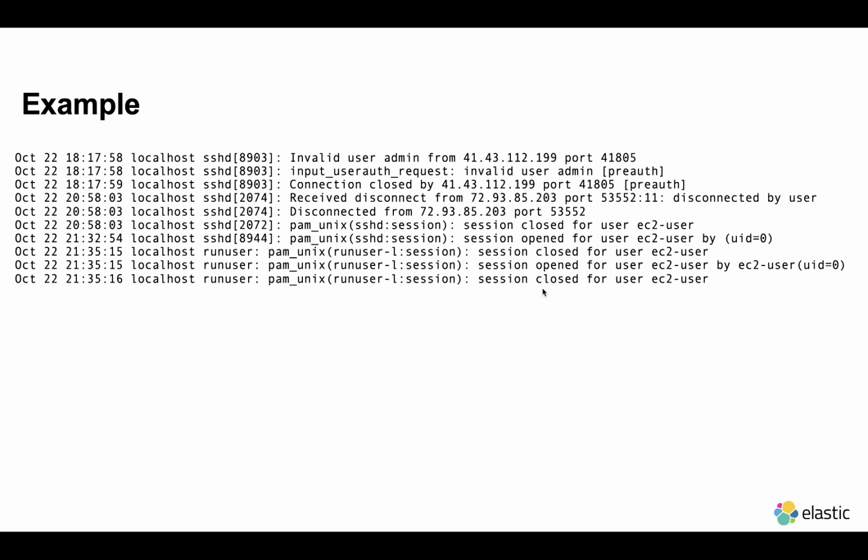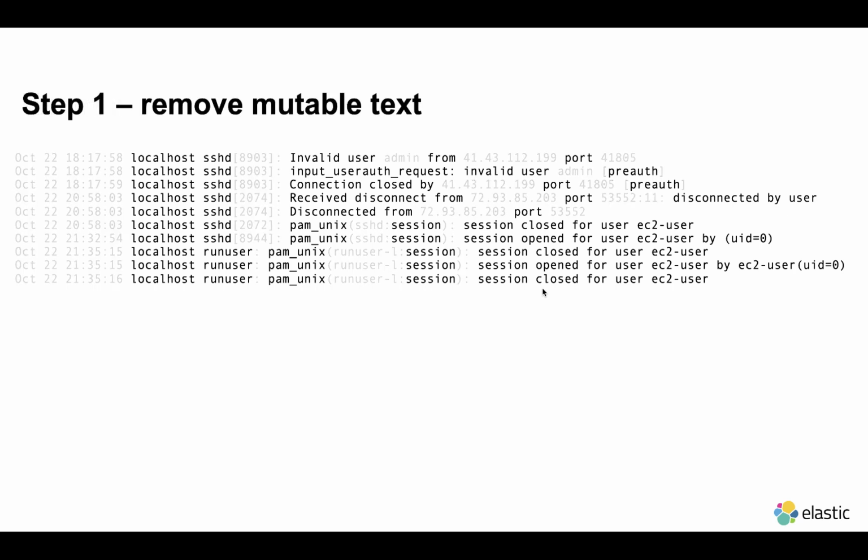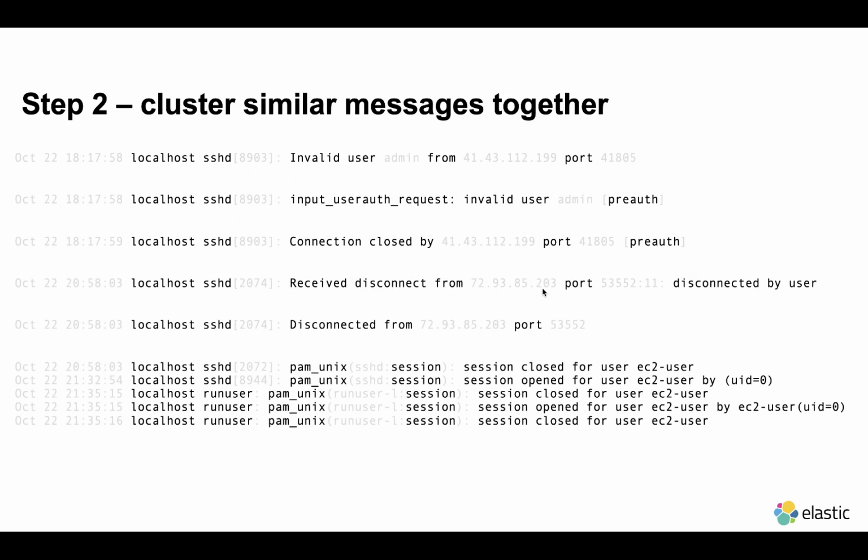Well, the first step is that machine learning would take and remove what I'll call mutable text from the messages. This is text that's likely to change, IP addresses, timestamps. Ultimately, what we want to do is filter those out and then move on to step 2, which is to cluster those similar messages together.